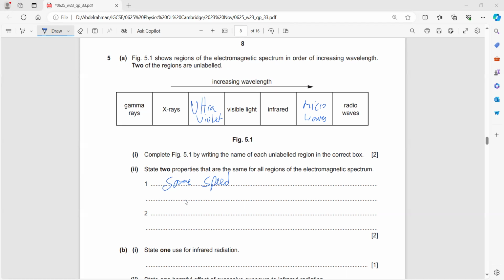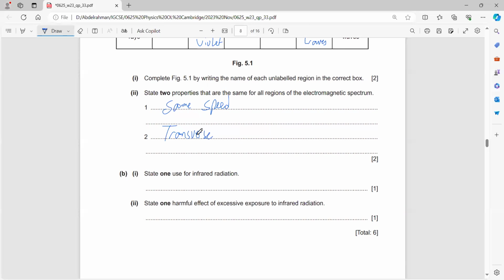That's the meaning of traveling through vacuum. And I like saying that they are all transverse. Okay, that they are all transverse waves, and they can travel through vacuum. Correct. If you write down they have the same speed and they travel through the vacuum, correct. If you say same speed, transverse, correct. They're the same thing.